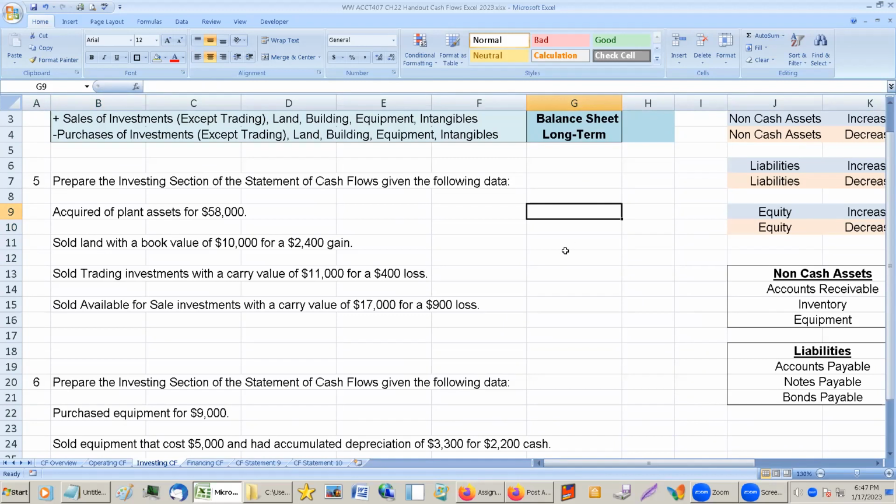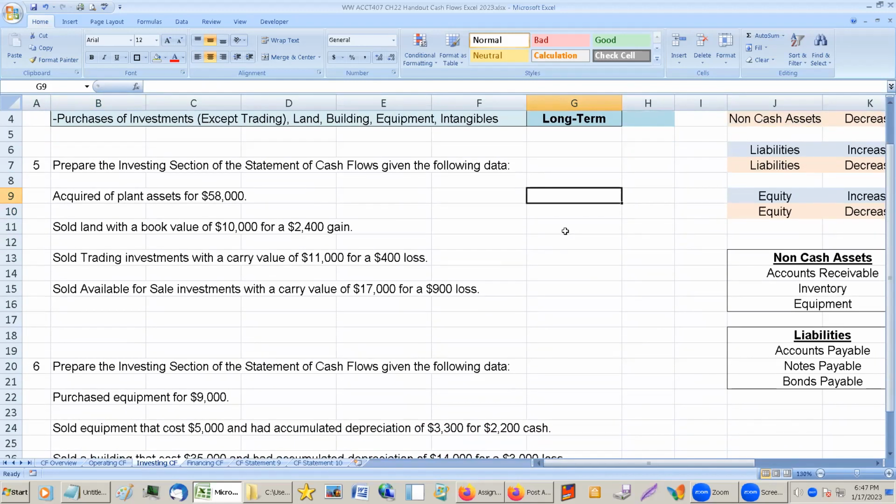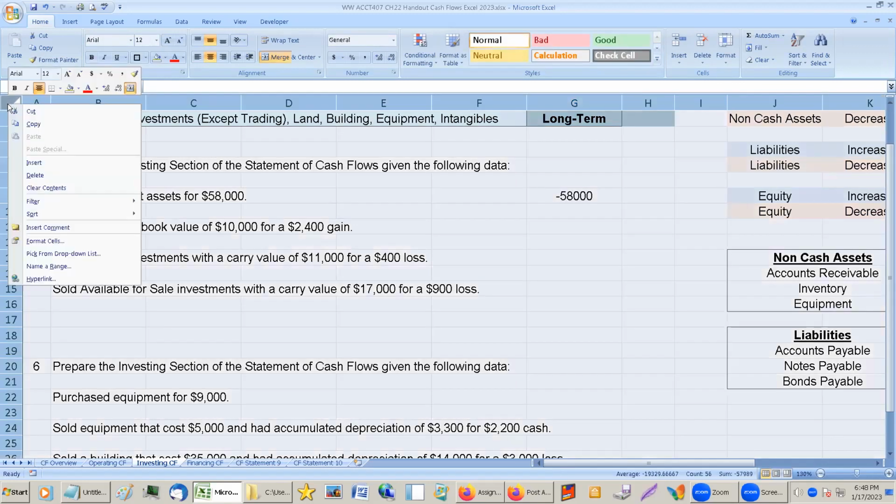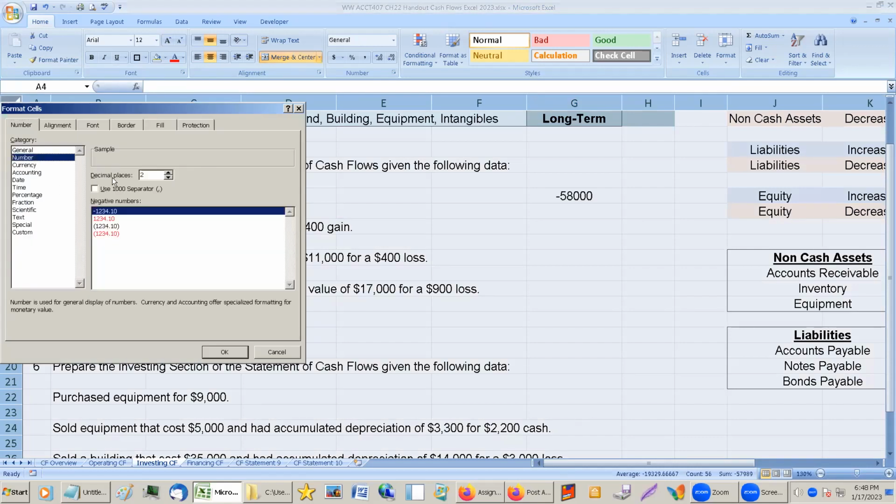Okay, acquired plant assets for 58,000. So what would happen to our cash? Cash reduces. Exactly, yeah. Uh-oh, we have to format the cells in this one.